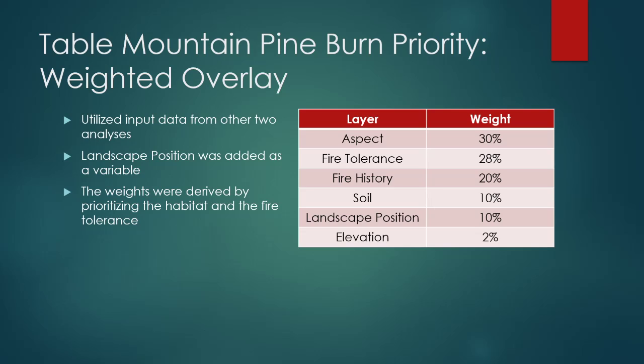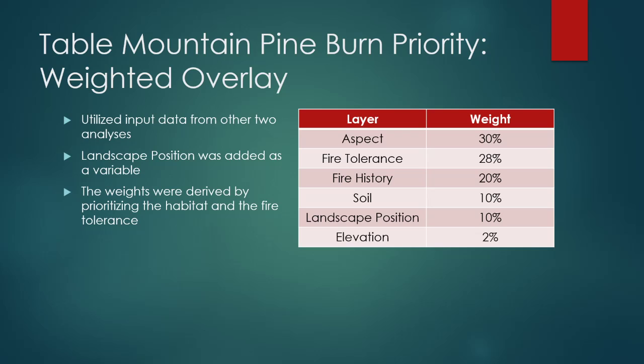I also knew from looking at the fire tolerance data that the only forest type prioritized as high priority in the current prescribed burn priority analysis happens to be the forest type which contains Table Mountain pine. Since this layer represents where Table Mountain pine could possibly be located in the landscape, I chose to assign it a weight towards the top.